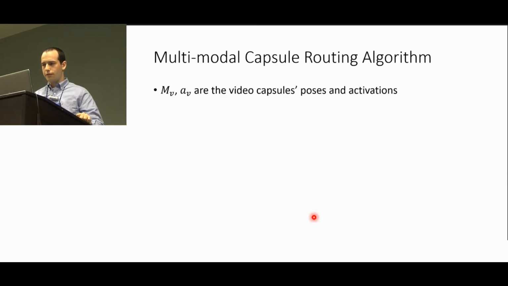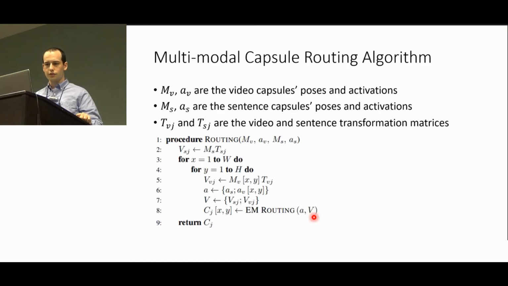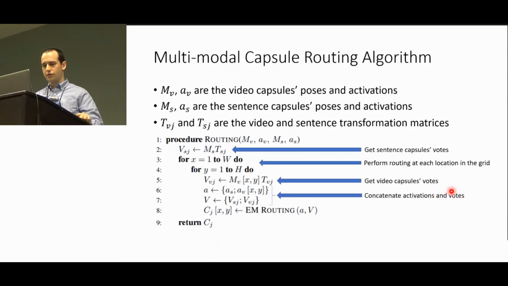So I'll go over briefly the algorithm. So we have our video capsules represented by their poses and activations, our sentence capsules, and our transformation matrices. So this is the algorithm. First, we get a set of sentence capsule votes. Then for each position on the grid, we get the video capsule votes at the position. We can concatenate the activations and votes, and then pass that through the EM routing algorithm. So that tries to find agreement between the sentence and the video at each position spatially within the video.